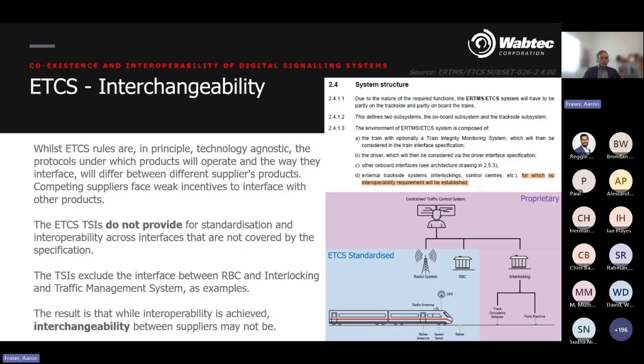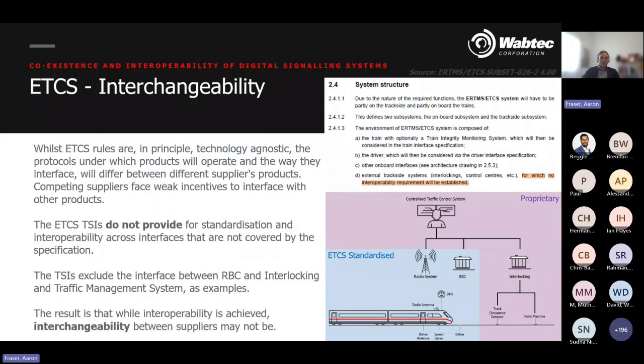So now we'll talk a little bit about interchangeability. So while ETCS was designed for interoperability, and it does that again through that defined interface over the air gap, it does not yet fully ensure interchangeability, in the strictest technical sense. In fact, if you look at subset 26, chapter 2, it actually states specifically that no interoperability requirement will be established for external trackside subsystems such as interlockings and control centers.